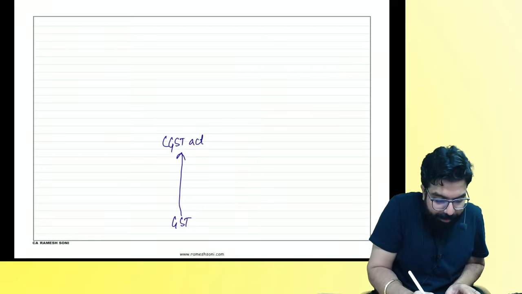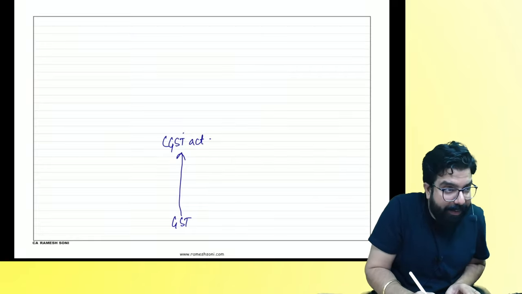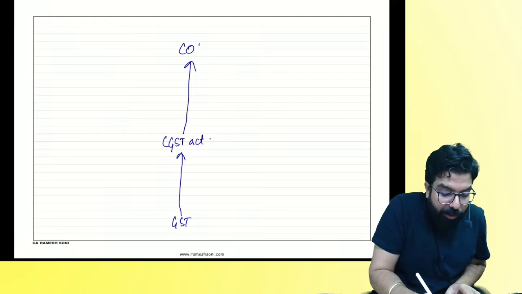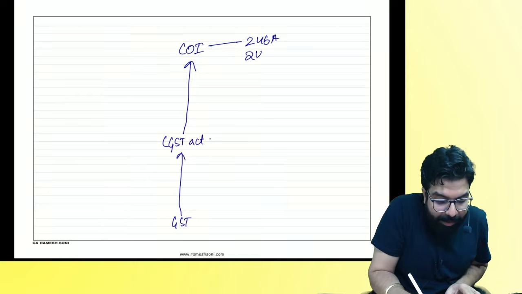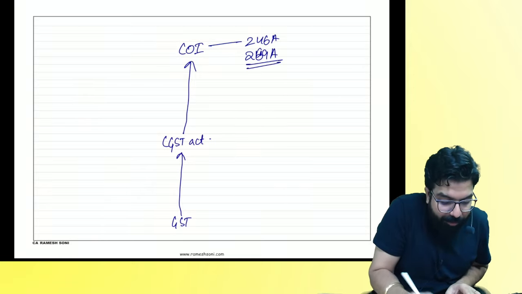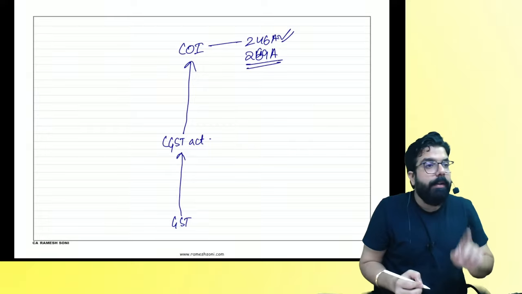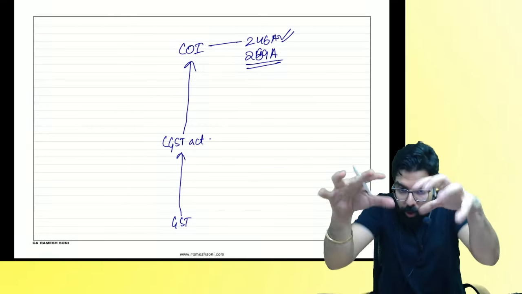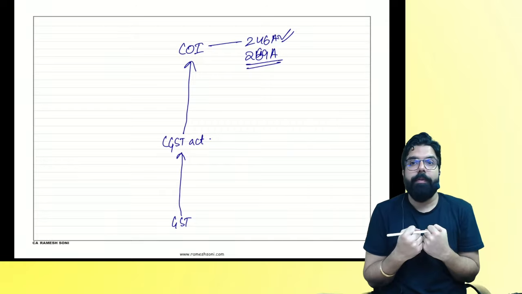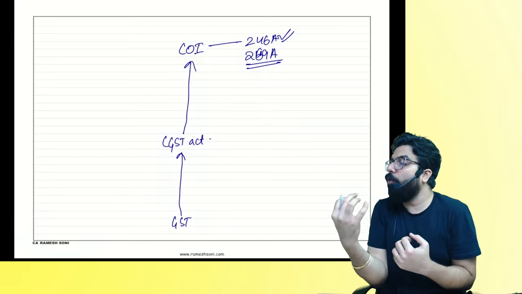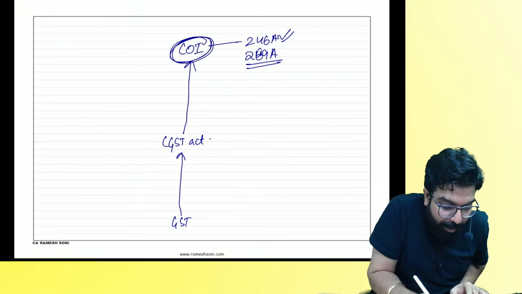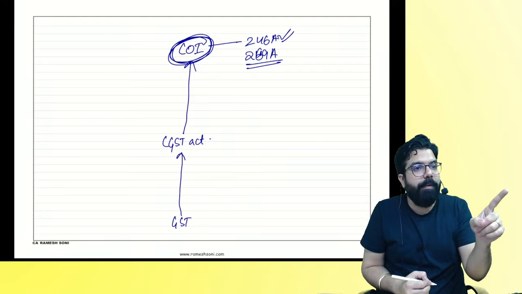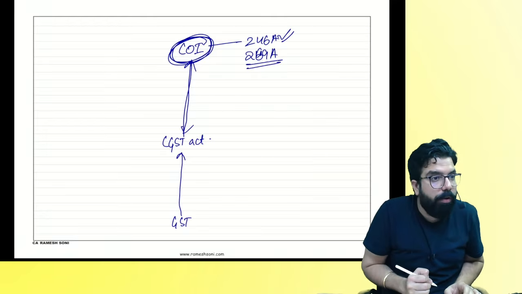CGST Act. Yes or no, everyone? Now, to make the GST Act, in your Constitution of India, Article 246A has to be there. Article 269A has to be there. Yes or no? That, sir, the central government and state government will make the law together. IGST will be going to whom? Central government. They will divide. This law has to be there in where, everyone? Yes or no, everyone? Then only you can make the law, no?